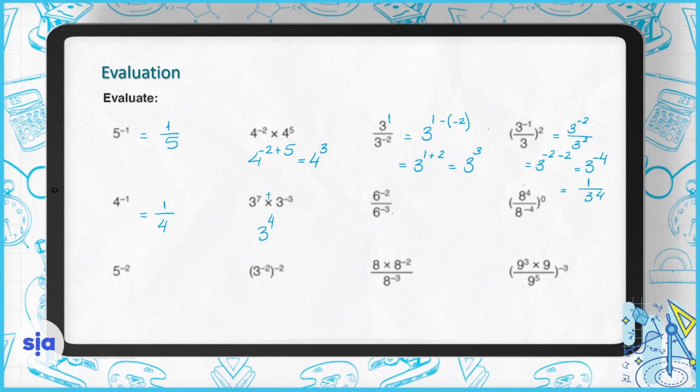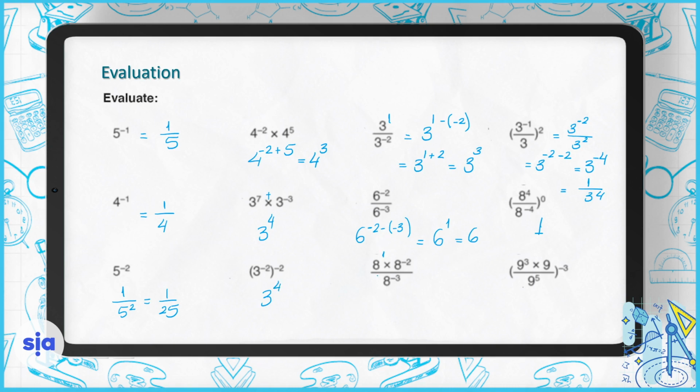In the next question, 6 to the power of negative 2 over 6 to the power of negative 3. We subtract the powers, so it's negative 2 minus negative 3, which is 6 to the power of negative 2 plus 3, which is 6 to the power of 1, which is 6. In this question, anything to the power of 0, the result is 1. 5 to the power of negative 2, it's 1 over 5 to the power of 2, which is 1 over 25. And in this question, 3 to the power of, we multiply negative 2 times negative 2, which is 4.